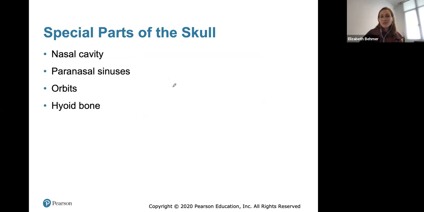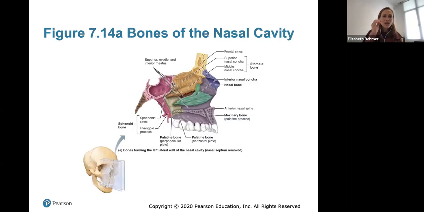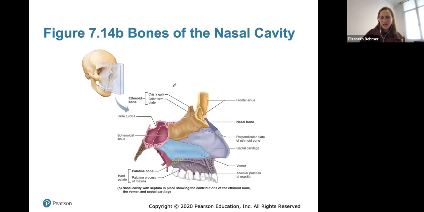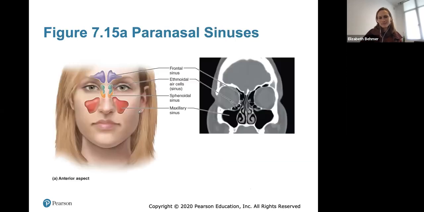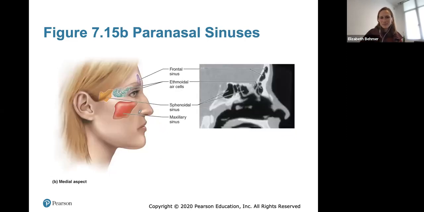Special parts of the skull, you have a nasal cavity, paranasal sinuses, orbits where your eyes will sit, and the hyoid bone. So here are the bones of the nasal cavity and what makes up the nasal cavity. You can see here a sagittal view of the nasal cavity and what makes up the nasal cavity itself. Paranasal sinuses are air-filled sinuses. They lighten the skull. They're lined with mucous membrane. And these are the different sinuses and the bones that they lie in. Here are the paranasal sinuses, and you can see them here, spaces within the skull to help lighten the skull.